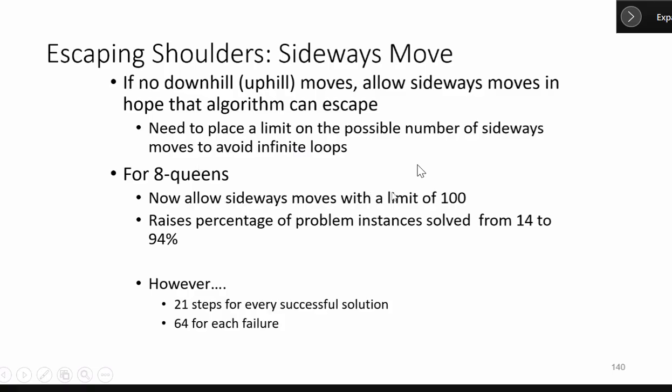If within those 100 moves there is any increase in the value, then you can continue. When you put a limit here of 100 moves, 100 states, the percentage of problems solved goes from 14 to 94%. So keep a limit on the moves, because if you get a shoulder, you should not stop there. Keep a certain limit, and within that limit you can move, right?